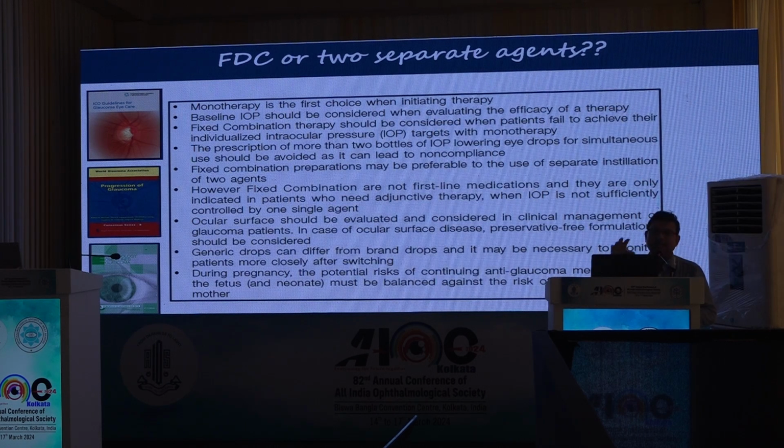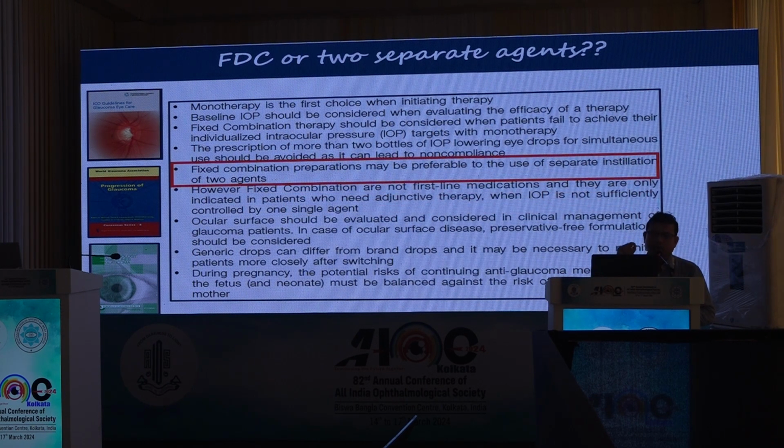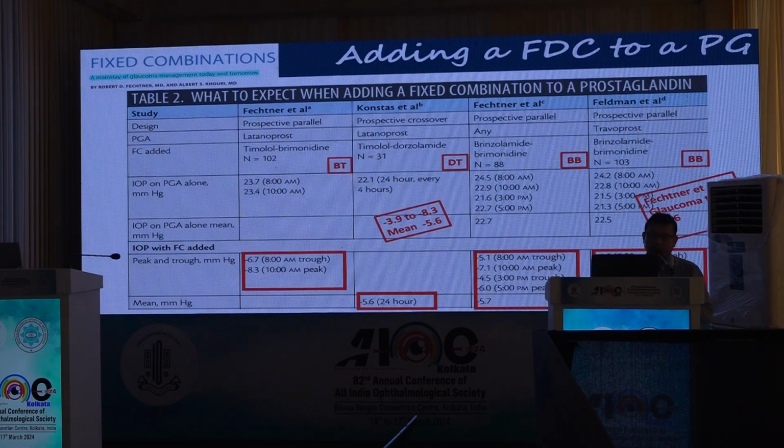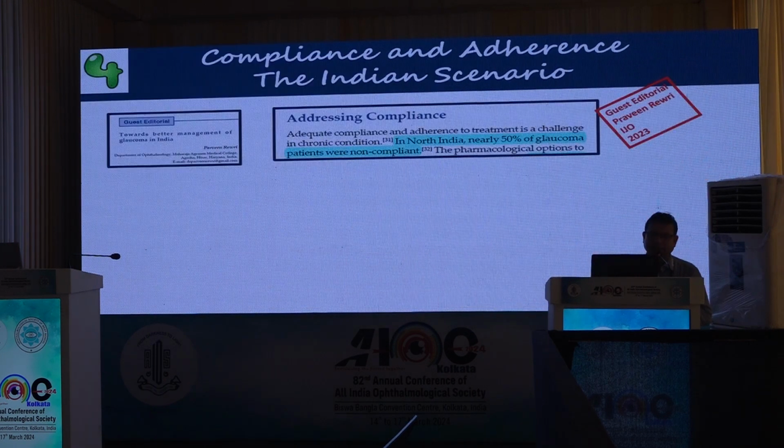Now this is an established fact. Even the EGS guidelines state that fixed combination preparations may be preferable to the use of separate instillation of two agents. Also, if you add a prostaglandin to an FDC, you achieve a mean of around 5.6 mmHg further drop. So with just 2 bottles, you can achieve a substantial drop in IOP.